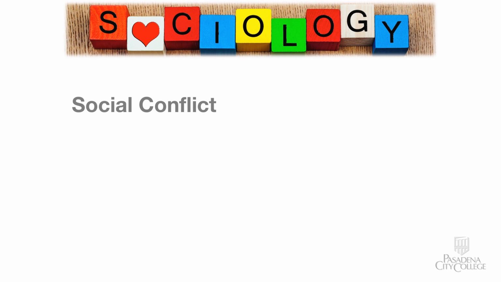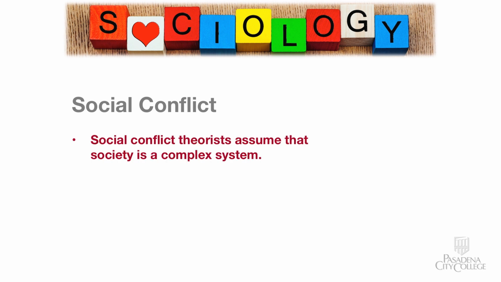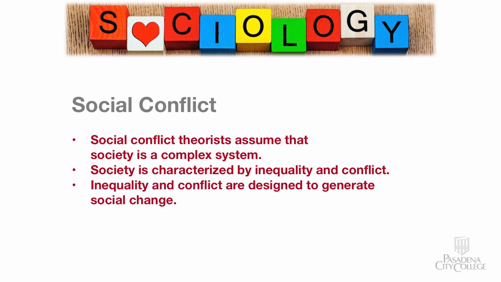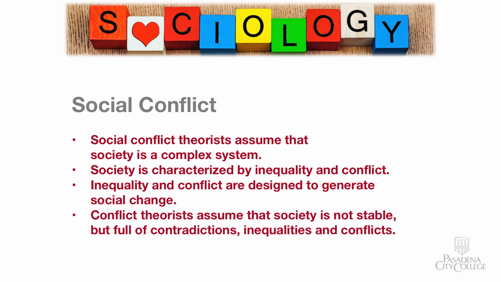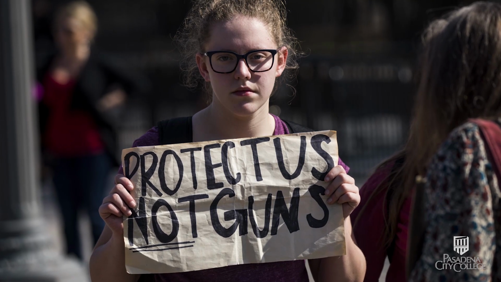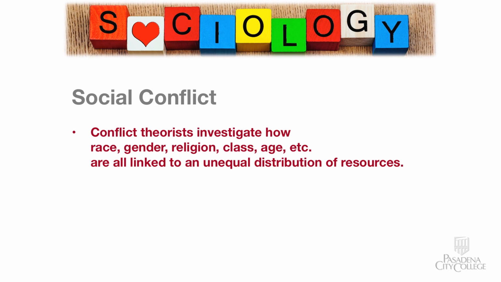Social conflict. Social conflict theorists assume that society is a complex system. Society is characterized by inequality and conflict. Inequality and conflict are designed to generate social change. Further, conflict theorists assume that society is not stable, but full of contradictions, inequalities, and conflicts. It follows that conflict theorists investigate how race, gender, religion, class, age, etc. are all linked to an unequal distribution of resources.